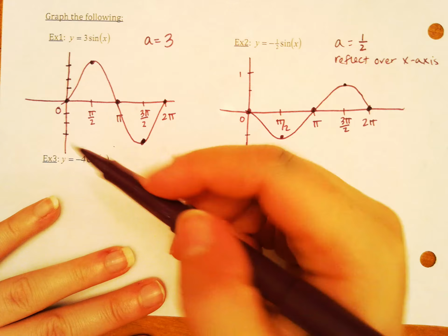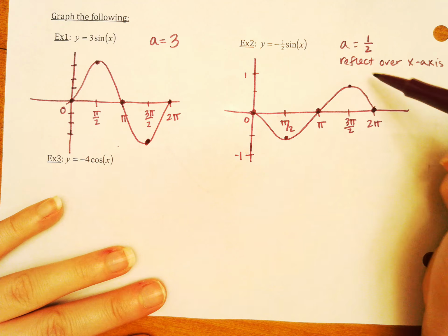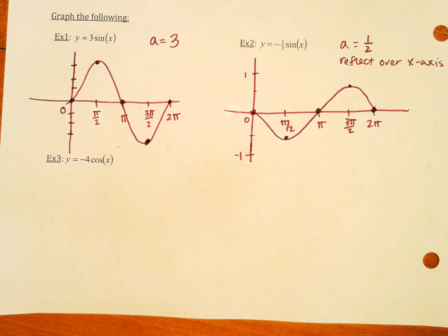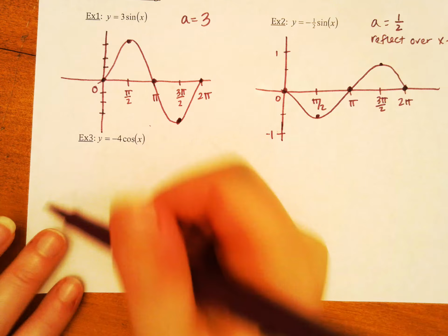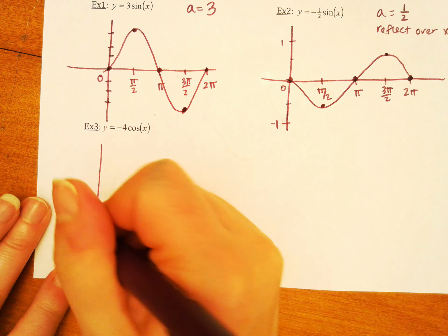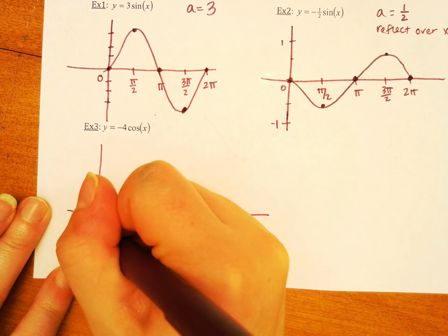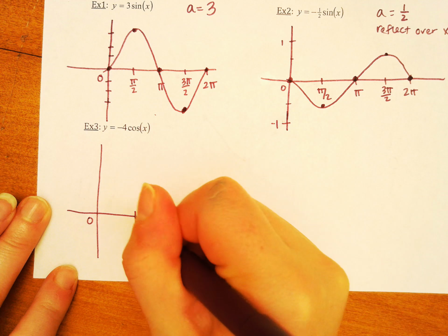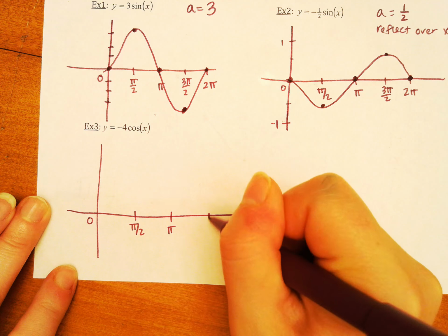Okay, so again, normal sine and reflected sine. So instead of going up, then down, we're going down and then up. Nothing too crazy. Last one for cosine. Again, we have our normal critical values of 0 and 2 pi and pi, pi over 2, and 3 pi over 2.